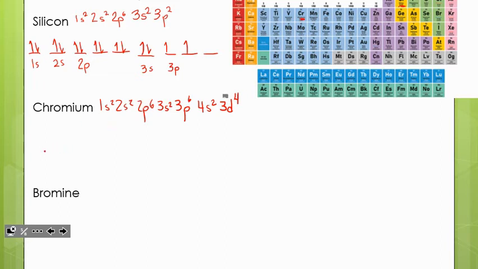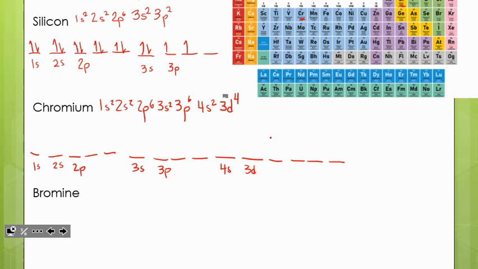Okay? So now we're going to do our orbital diagrams for this. Again, S gets 1 blank. P gets 3. And then when we get over to the 3D here, we're going to have 5 blanks, because remember our M values here, we had 5 of them: -2, -1, 0, 1, and 2.